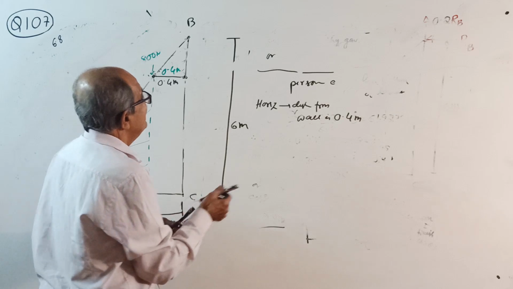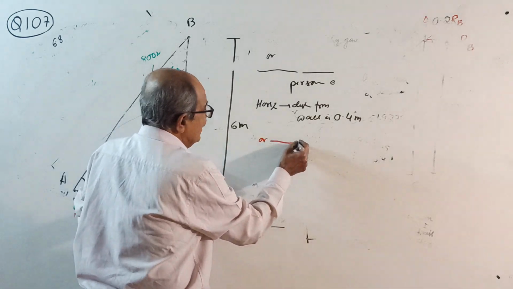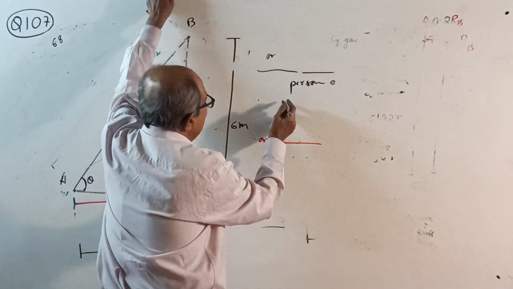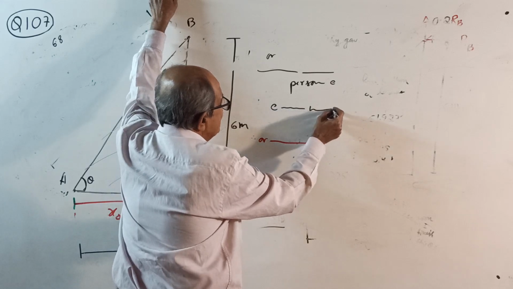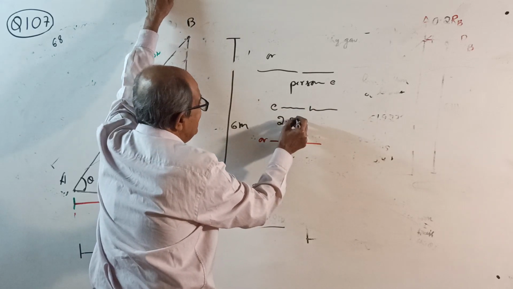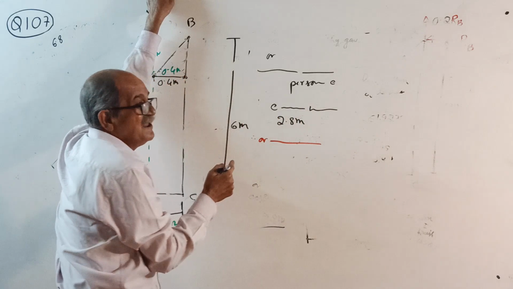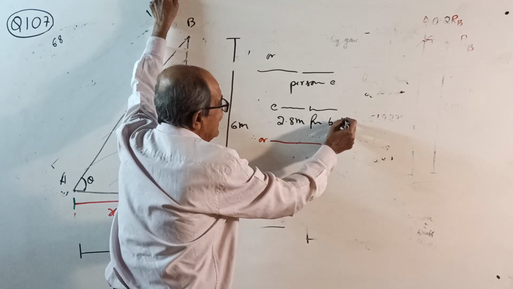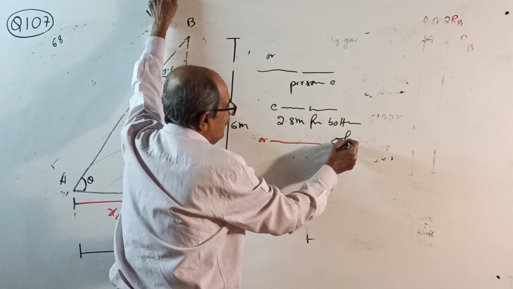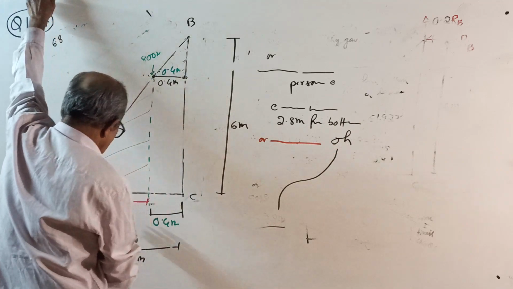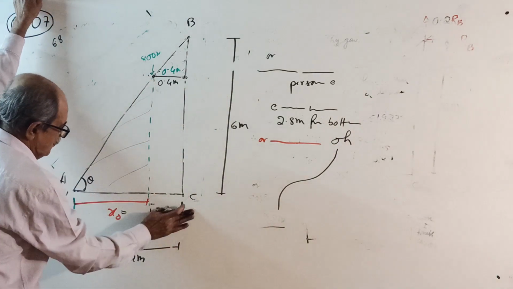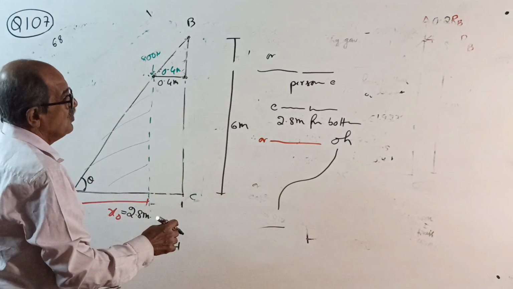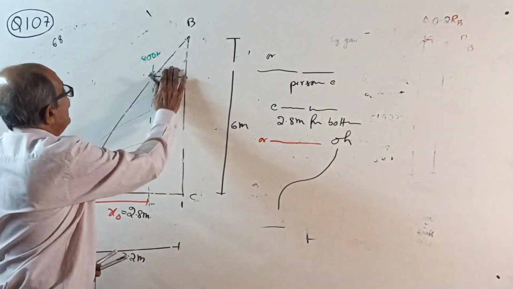Or in the question, suppose they give one more sketch you write. The person is standing at a horizontal distance of 2.8 meter from the bottom of the ladder. Oh, they are directly giving you x naught equal to 2.8 meter. Okay, thank you. You solve. Then this is not required.